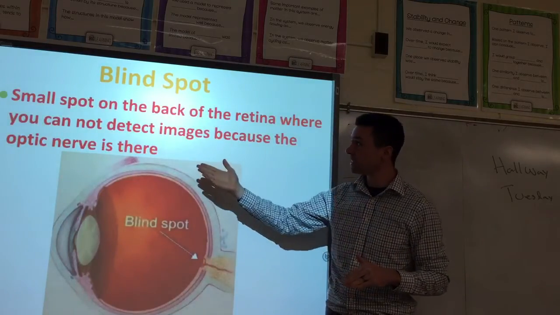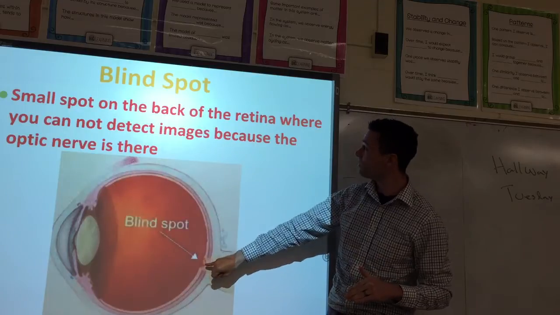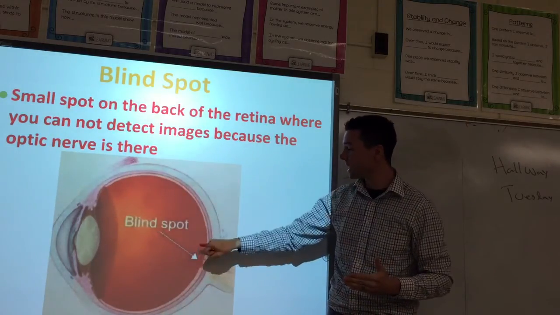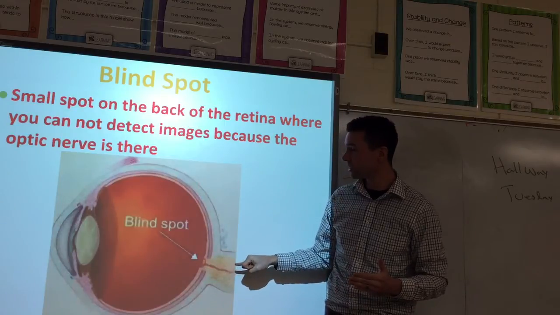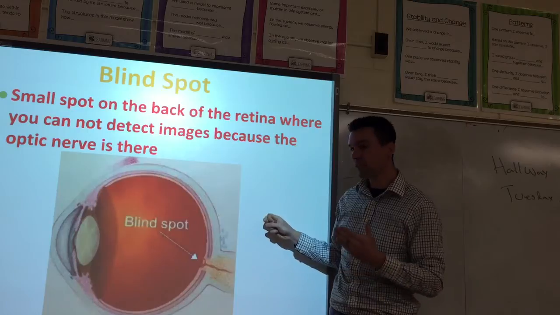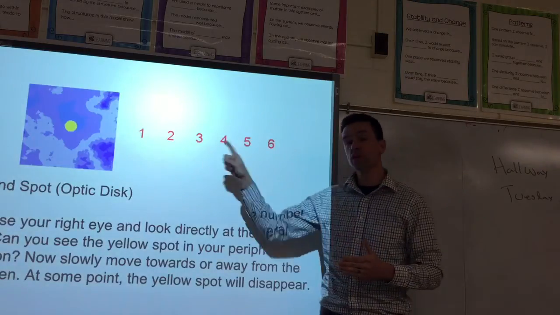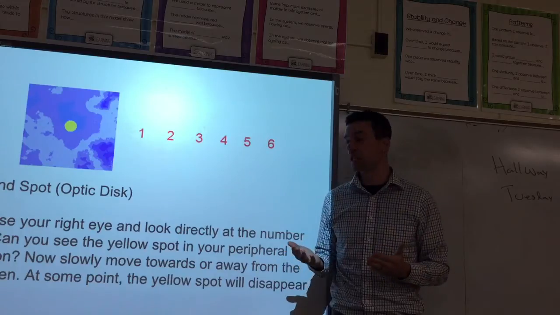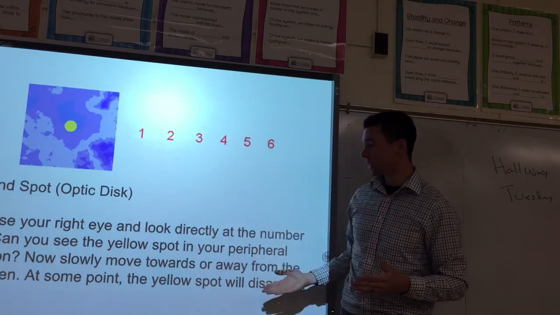So basically, like I said, it's a small spot on the back of the retina where there are really no receptors, okay? Because you can't detect any images because your optic nerve is there. So it's the spot that you can't really see images in the back of your eyeball. So this is a little test. Hopefully this will work on the screen. If not, you can kind of make your own on your paper and you'll get the same results. But you can see the directions right here.